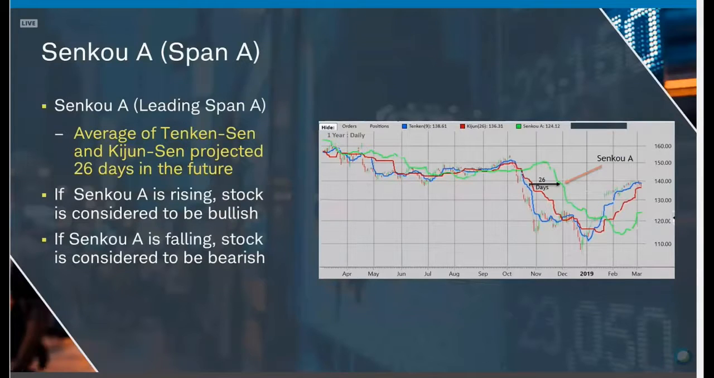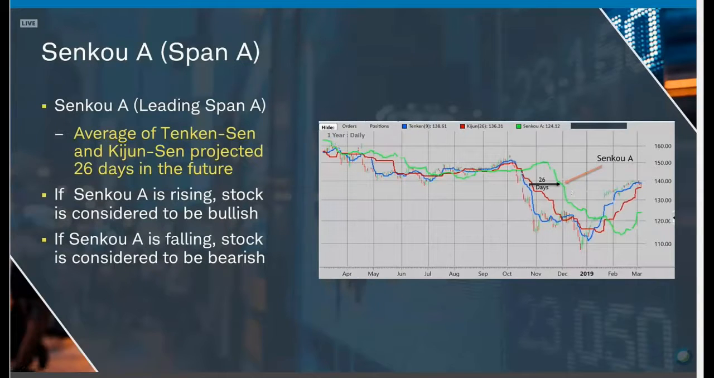Okay, next we have Senko A, or leading span A. What it is, is the average of Tenkan-sen and Kijun-sen projected into the future. So here is Tenkan, here is Kijun. The average is right there. You push that out 26 days into the future. Okay, and that gives you the Senko line.